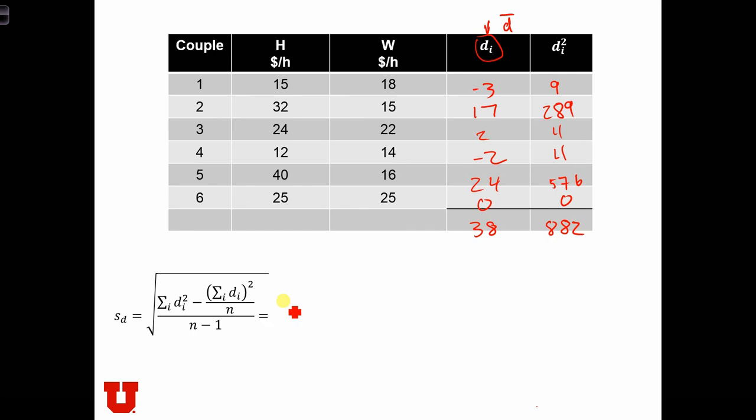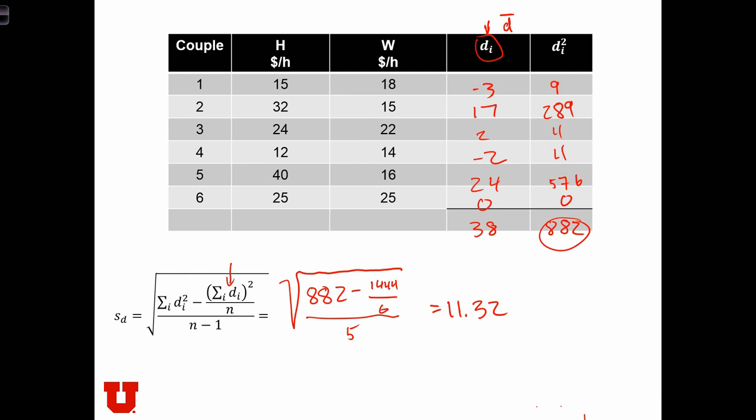Now we need to work out this equation over here. We've got the sum of the di squares, 882, minus the sum of the di's, 38, all squared. And 38 squared is 1444, divided by n, which is 6, all over n minus 1, 5. And that is going to equal 11.32.